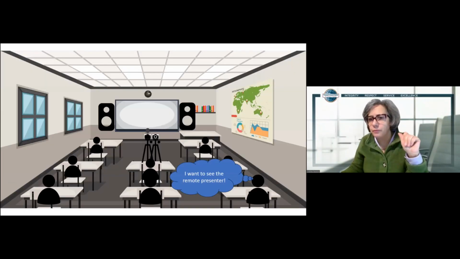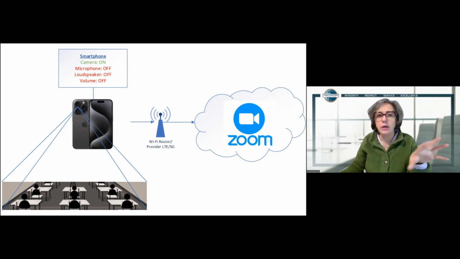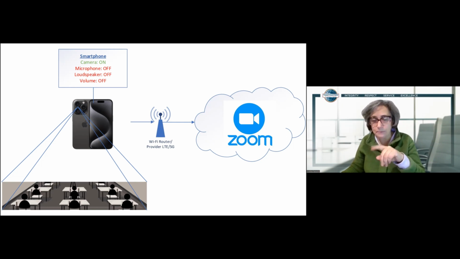Okay, Phil, can you just repeat this part? You were saying if you have a smartphone that you use as a camera, so camera on, mic off, loudspeaker off, and volume off, and you have to connect it through the Wi-Fi router and to Zoom. And you were saying something else, and I missed it. So can you repeat it?